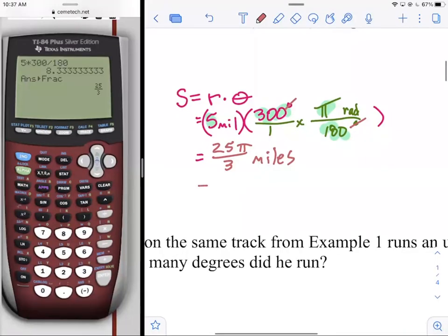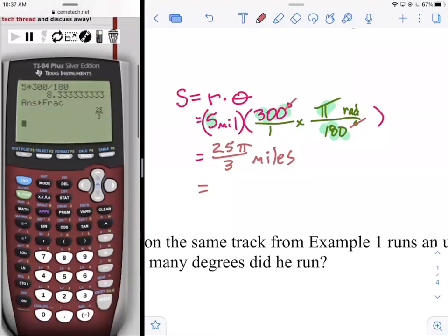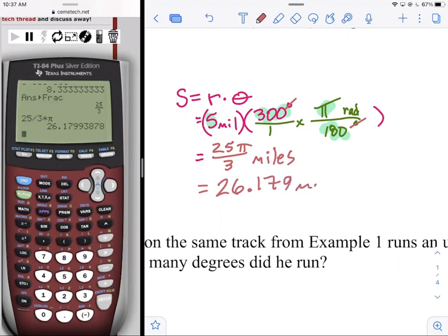So in addition to the exact answer, to help people make sense of it, including you, go ahead and multiply it out. 25 divided by 3 times, and then use the pi button. That gives you 26.179 miles. And that makes a little bit more sense. Now check this out. He didn't even make a full lap. He is so close to running the distance of a full-length marathon, which is 26.2.